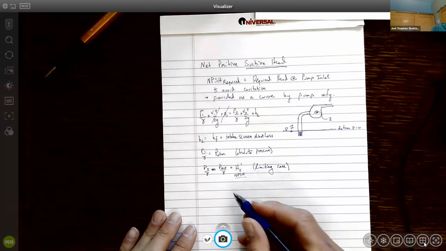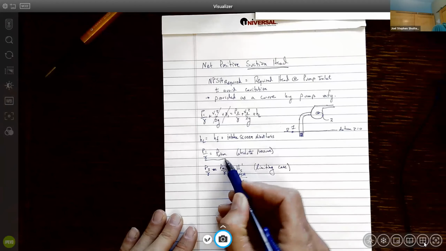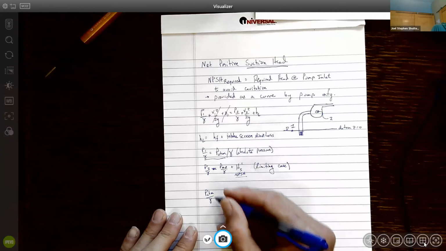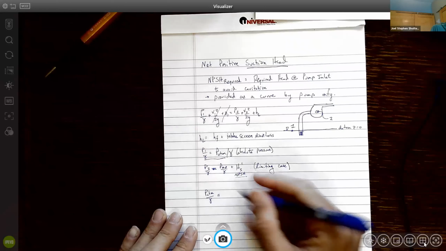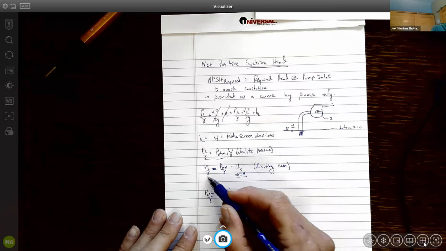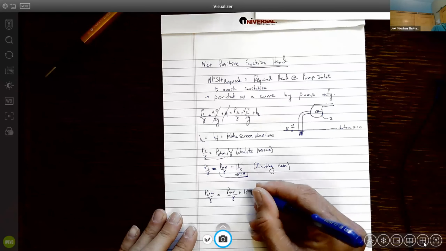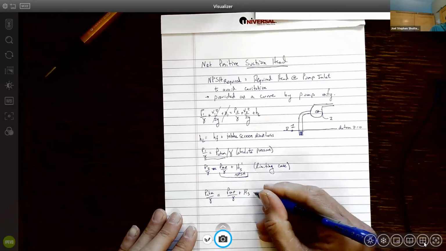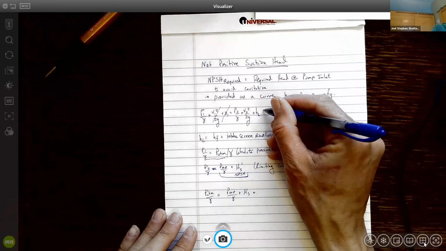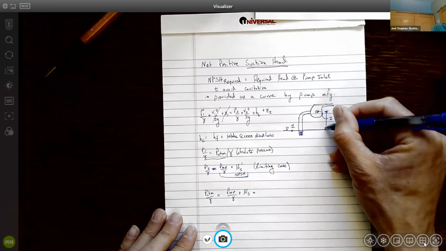All right, so let's plug everything in. We have P1 over gamma equal to our atmospheric pressure. So P atm over gamma is equal to P vapor over gamma, and again, we're substituting this in for P2, plus H prime S. And then Z2, sorry, I didn't put Z2 over here. Z2 is going to be the Z of the pump, right?